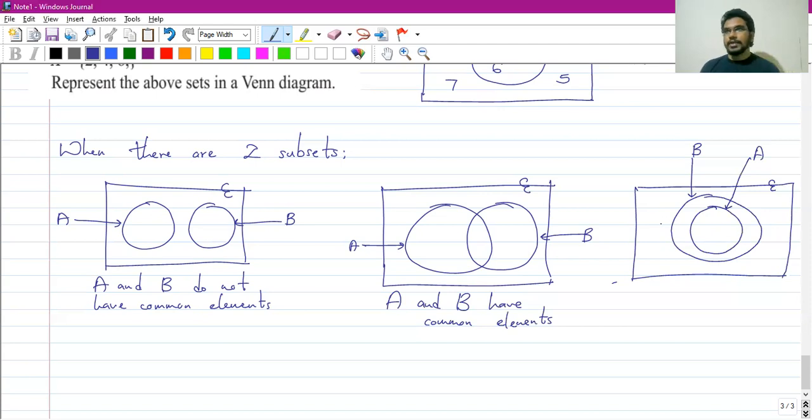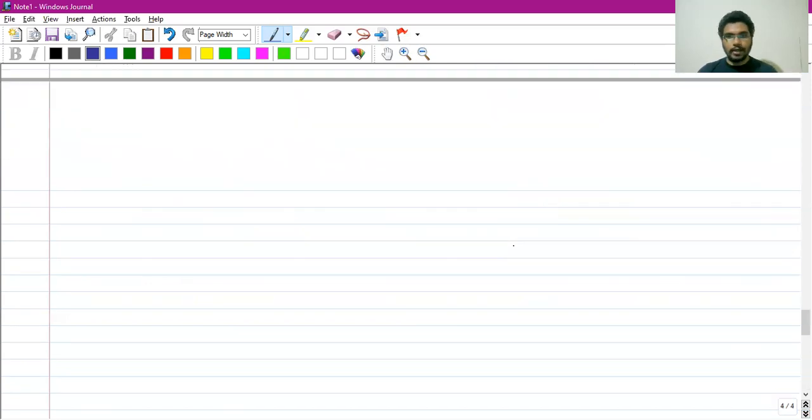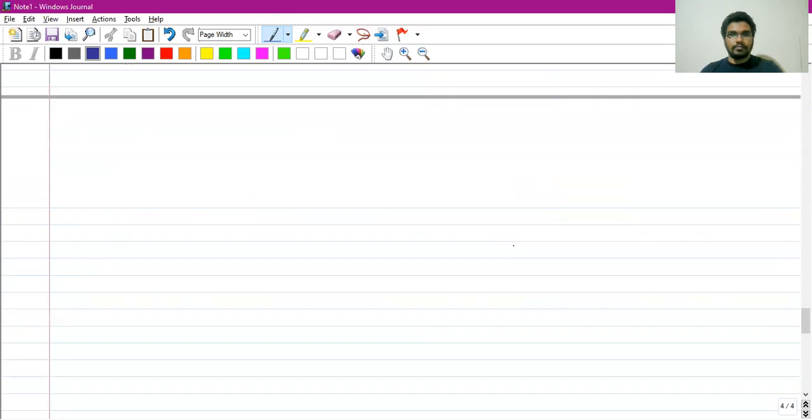We have learned about this. All the elements of A are inside the set B. So we can say A is a subset of B. If A is a subset of B, we can denote it using this notation or using this diagram. Next one.